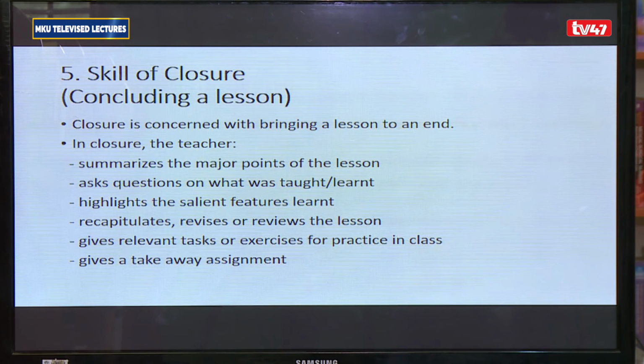Then sometimes the teacher gives a takeaway assignment, an out of class assignment. What in olden days the teachers would refer to as homework. We now call it out of class assignment. This is also given during closure. So closure in a few words is bringing a lesson to an end. And there are various ways of doing that, like we have seen on the screen.